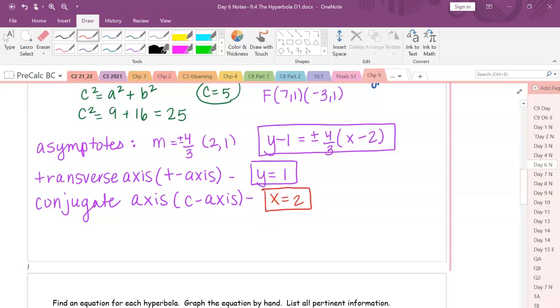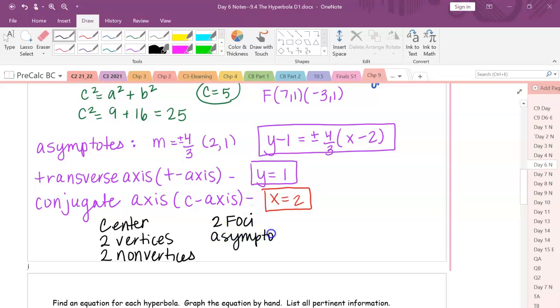All right, so pertinent information for hyperbolas. There's a lot. We have a center. We have 2 vertices. We have 2 co-vertices. We have 2 foci. We have the equation of the asymptotes. And then we have your t-axis and c-axis, which some people refer to as taxis and caxis. Okay, so you need all of those when you have a hyperbola. Isn't that exciting? All right, so now we're going to switch gears to the other note sheet where we are going to talk about how to put these equations into graphing form and then actually practice graphing them.